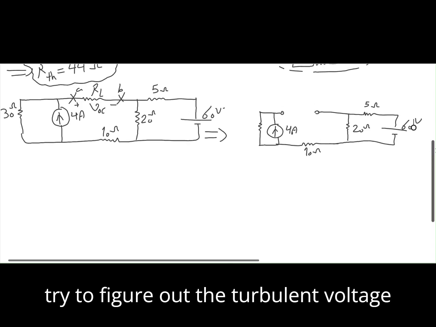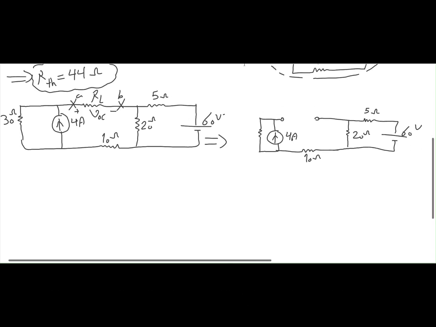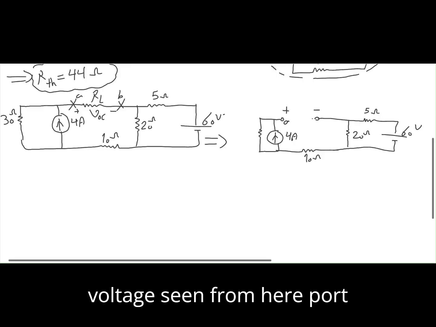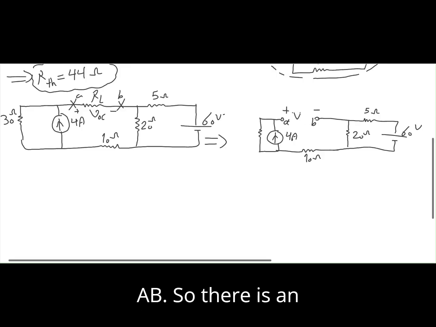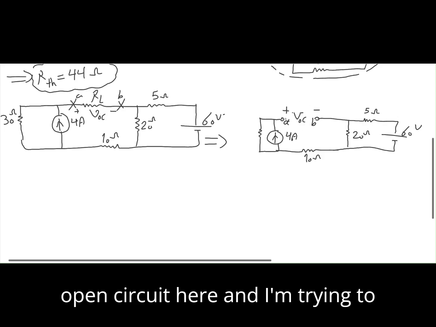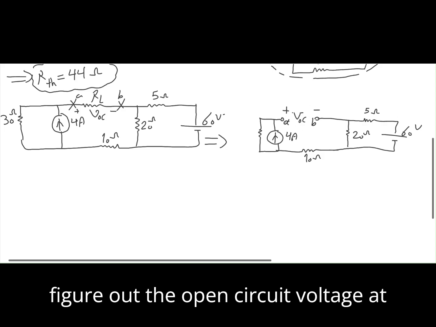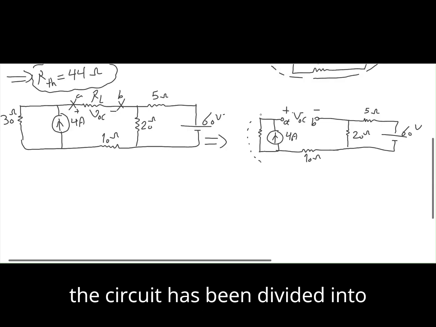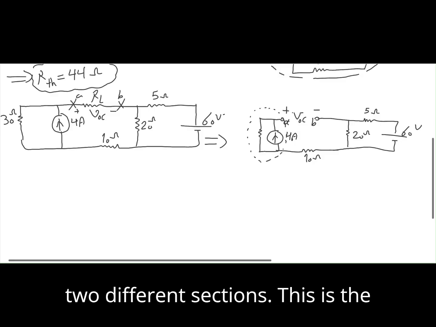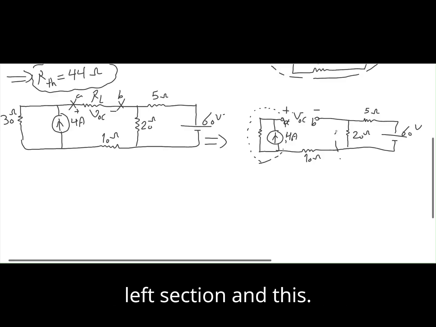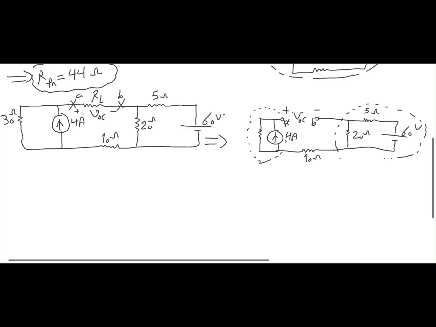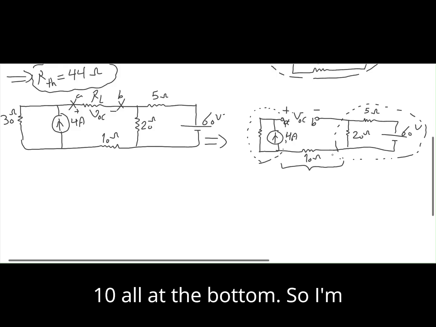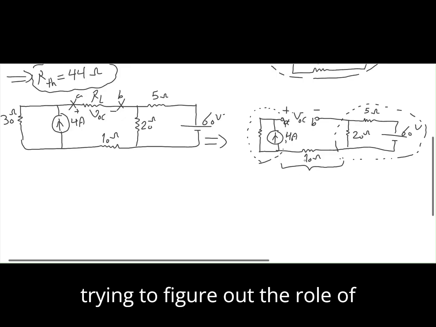Let's try to figure out the Thevenin voltage now. I'm interested in knowing the voltage seen from here, port AB. So there's an open circuit here, and I'm trying to figure out the open circuit voltage at this point. If you look closely at this circuit, it looks like the circuit has been divided into two different sections. This is the left section, and this is the right section. And there's this 10 ohm at the bottom. So I'm trying to figure out the role of this 10 ohm first.